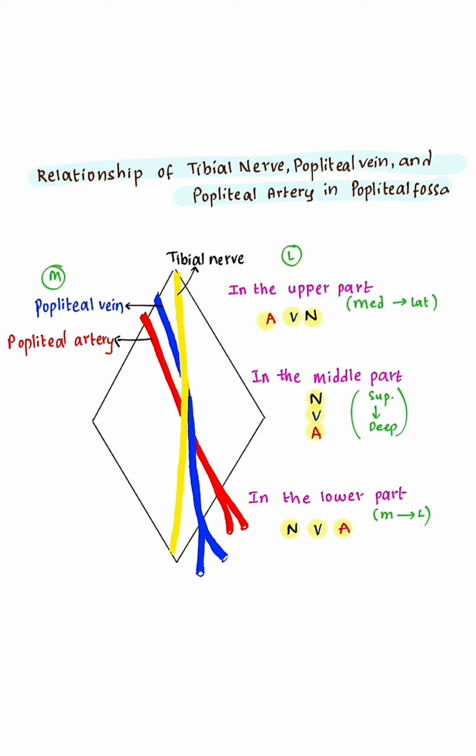NVA from superficial to deep in middle part. You can see the most superficial is tibial nerve, N. Intermediate is V, popliteal vein. Deep structure is popliteal artery. In the lower part, NVA, from medial to lateral: tibial nerve, popliteal vein, popliteal artery. In the upper part, AVN structures. In the middle part, just reverse N and A, NVA from superficial to deep. In the lower part, from medial to lateral, NVA.